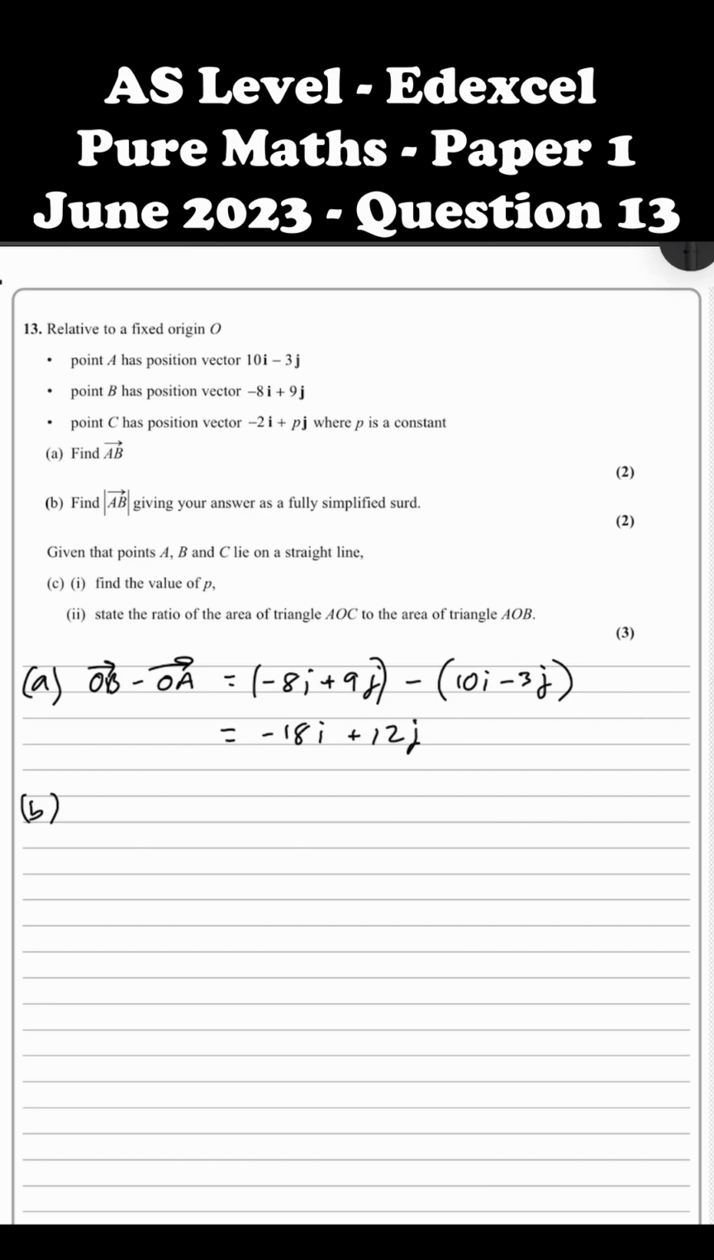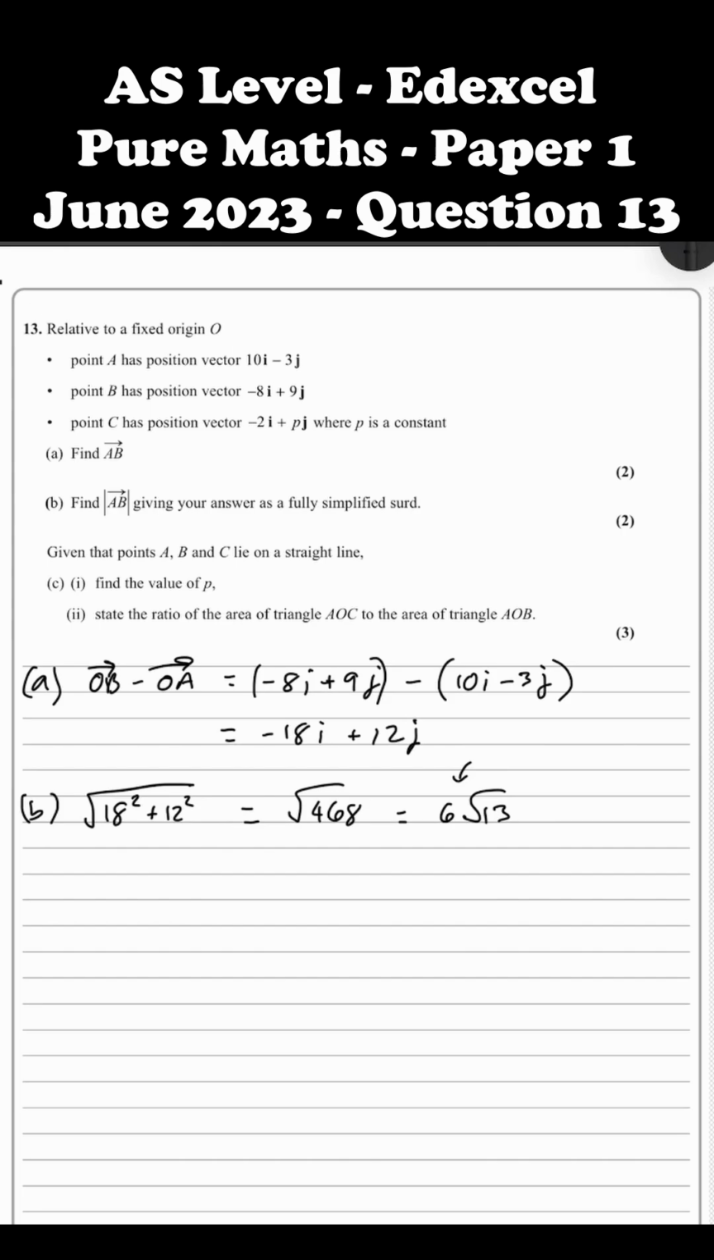Part B. Find the size of AB, giving your answer as a fully simplified surd. So in order to find this, we need to do the square root of 18 squared plus 12 squared. On my calculator, 18 squared plus 12 squared is 468, so it's the square root of 468. They want this as a fully simplified surd, so my calculator immediately does that, but if it didn't, you would find a square number that is a factor of 468, which in this case would be 36, so the square root of 36 is 6, which is why we have 6 root 13 as our answer.